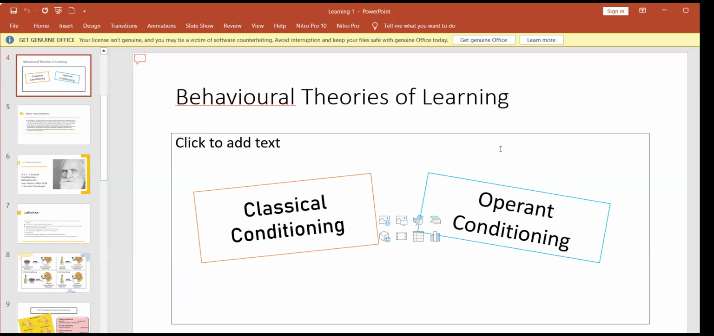Okay. Now, I'm talking about two theories from the behavioral school of thought. On the very first day, in the first session, we discussed four major schools of thought in psychology. There are others as well, but we discussed four major ones. And one of them is behaviorism. They are a separate gang of psychologists, behaviorists.